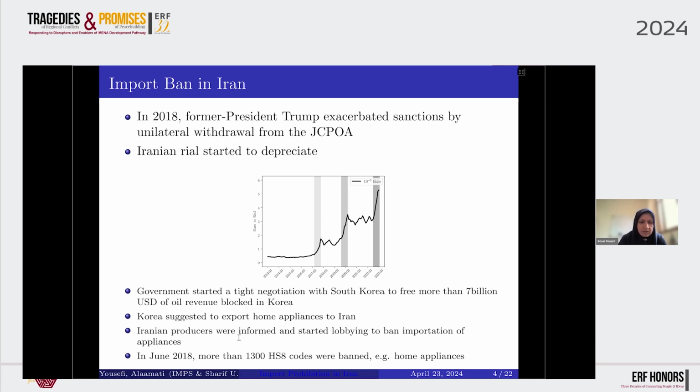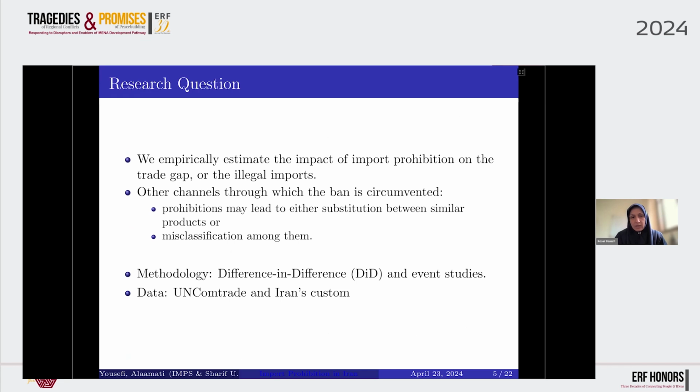And at the end of the day, the producers won the game, and the government banned more than 1,000 HS8 codes since 2018. That lasts till now. And what we see here as economists is that the policy aimed to protect domestic production and to improve the trade balance of Iran. But the question is, are there mechanisms that are neutralizing that policy?